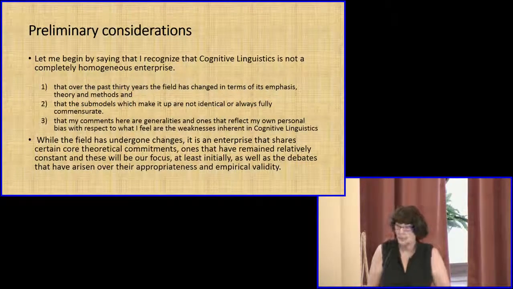Let me begin by saying that I recognize that cognitive linguistics is not a completely homogeneous enterprise, that over the past 30 years the field has changed in terms of its emphasis, theory, and methods, and that the submodels which make it up are not identical or always fully commensurate. My comments here are generalities, and ones that reflect my own personal bias with respect to what I feel are the weaknesses inherent in cognitive linguistics. While the field has undergone changes, it is an enterprise that shares a certain core set of theoretical commitments, ones that have remained relatively constant, and these will be our focus, at least initially, as well as the debates that have arisen over their appropriateness and empirical validity.